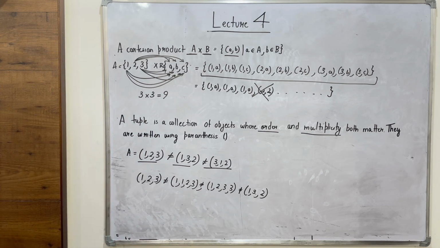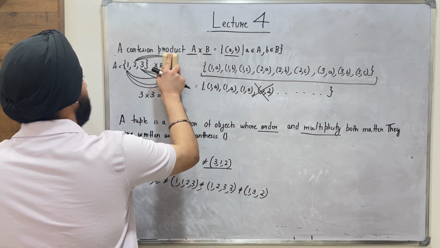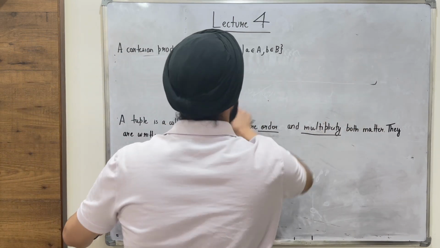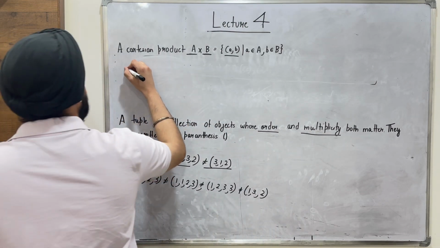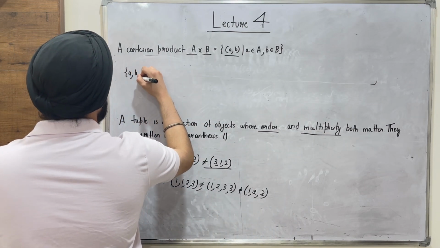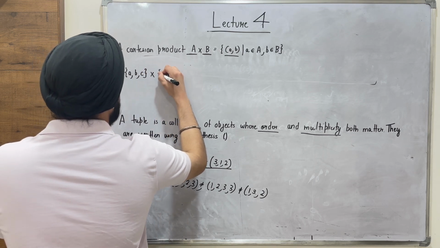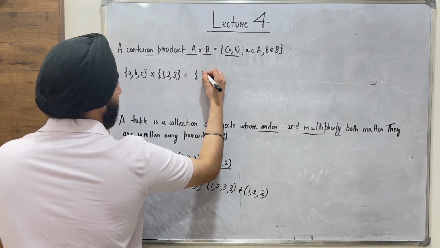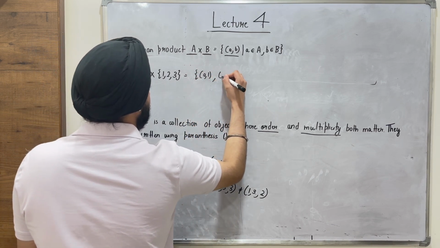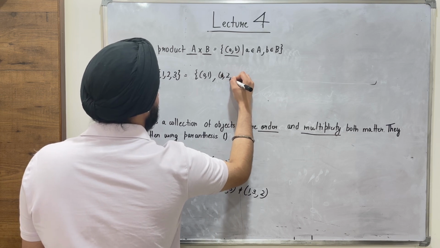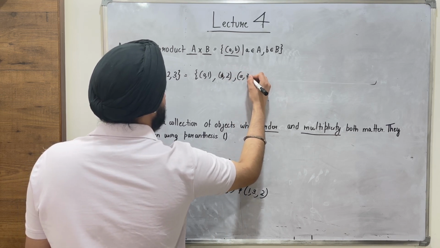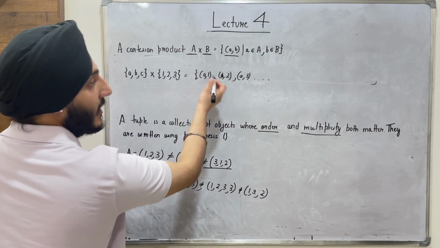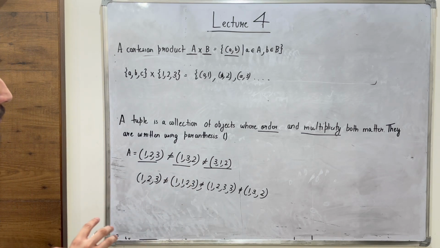Now, if I turn this around, so if I did this instead, consider that I did A, B, C cross product with 1, 2, 3. This would result in A comma 1, A comma 2, A comma 3, and so on. So the arrangement of the elements inside the tuple has changed in this case, right? So this is very important to understand.